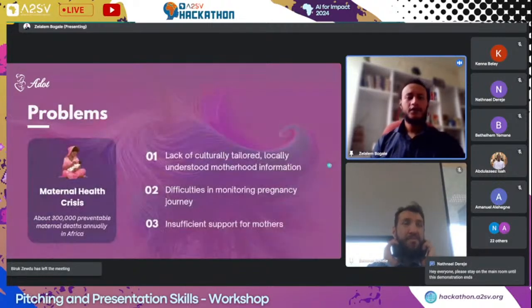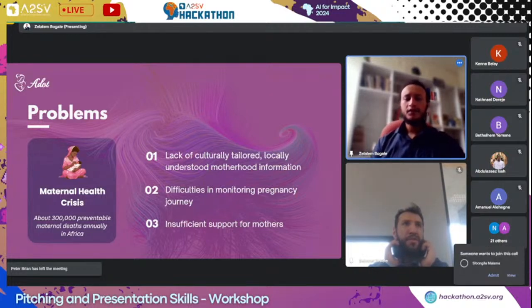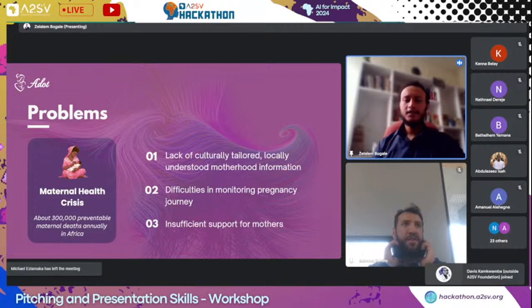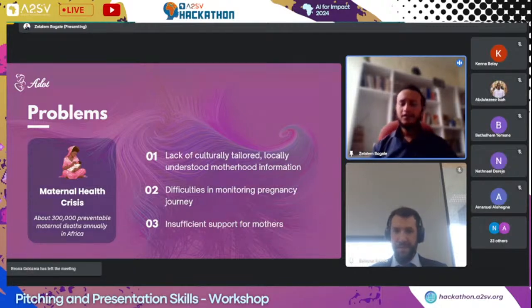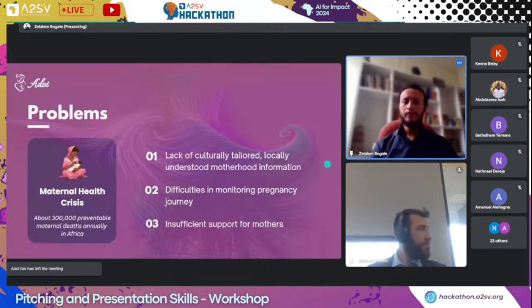And then we start with our problems. What problem are we trying to solve? We've identified 3 problems. The first is lack of culturally tailored, locally understood motherhood information. Our second problem is difficulty in monitoring the pregnancy journey. Our third problem is insufficient support for mothers. As you can see, these are clear, very simple, and divided into 3 distinct problems.